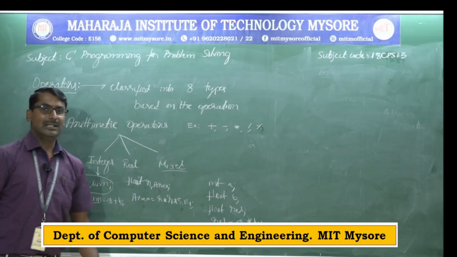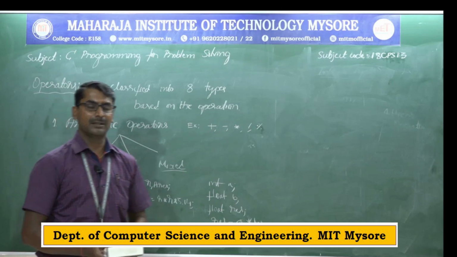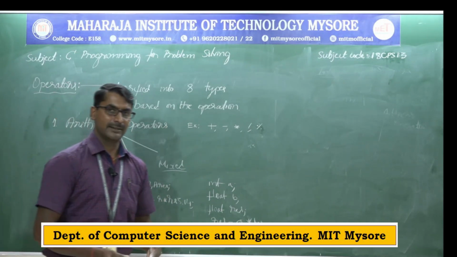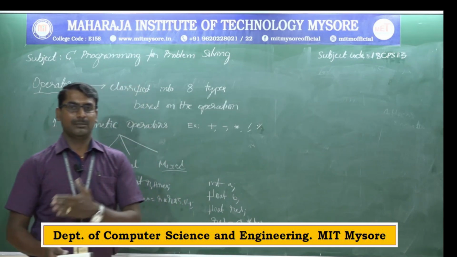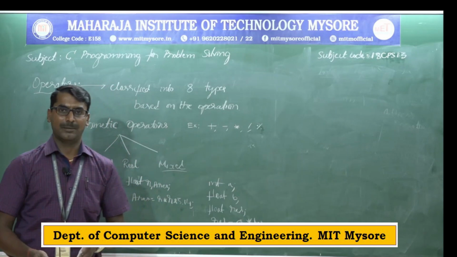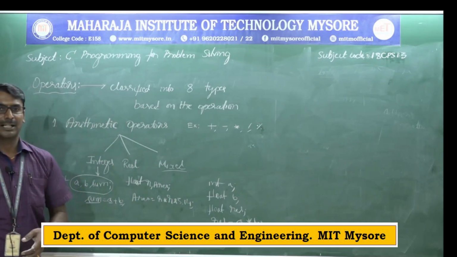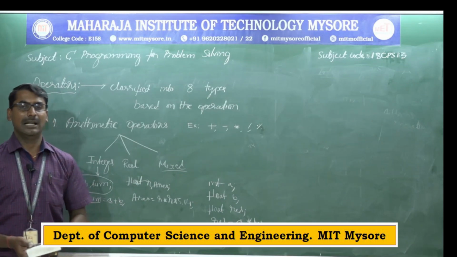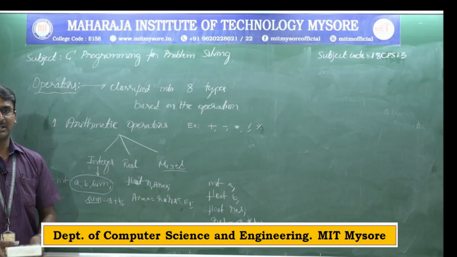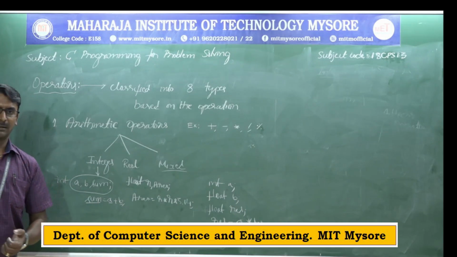An operator is a symbol. It tells the computer to perform a mathematical or logical operation. Operators are used to build arithmetic expressions and logical expressions. Okay, thank you.